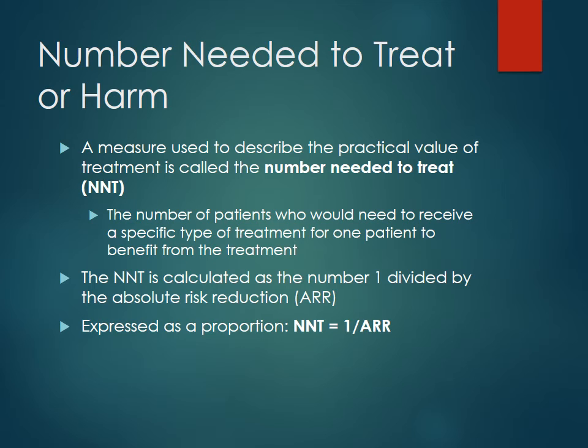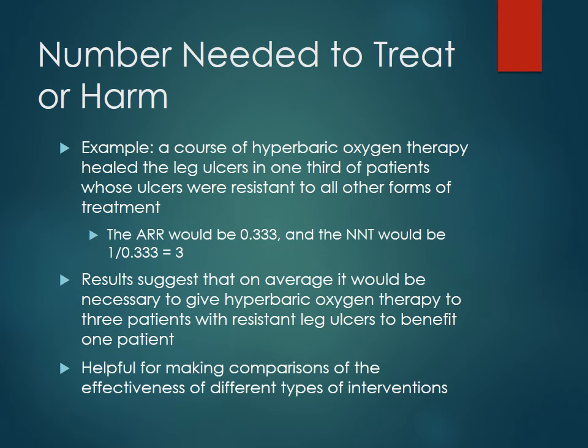So the number needed to harm. That's what that value would end up being. So I'll show you that on the next slide. So, for example, if you were looking at a study of a course of hyperbaric oxygen therapy used for healing leg ulcers, let's say in 1/3 of patients, they end up having a good effect. They end up having healing of their ulcers.